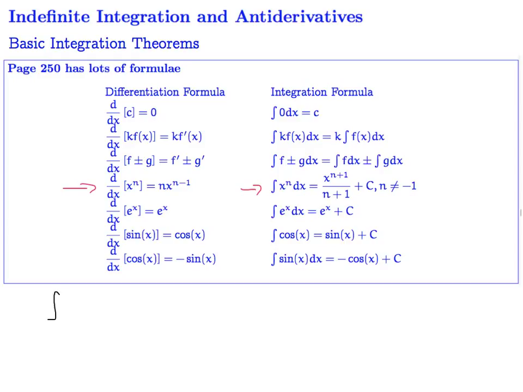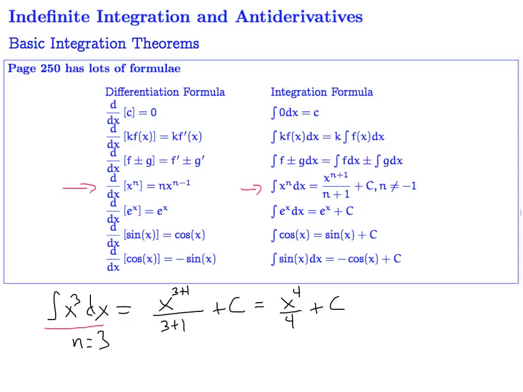Suppose I wanted to integrate x cubed dx. The first thing to recognize is that in this case my n is equal to 3. So if I just look at it in terms of pushing symbols around, I need to take x to the 3 plus 1 all over 3 plus 1 plus c, because when I simplify this I get x to the 4th over 4 plus c. Now the reason this works is because remember that this over here means I need to find the function whose derivative is x cubed.